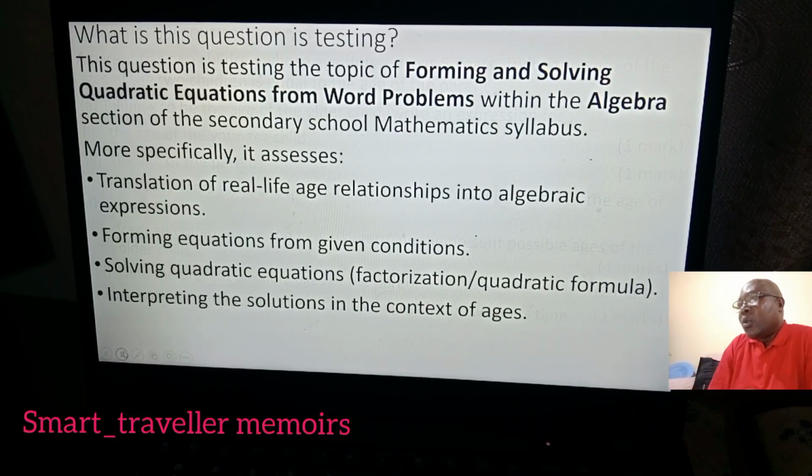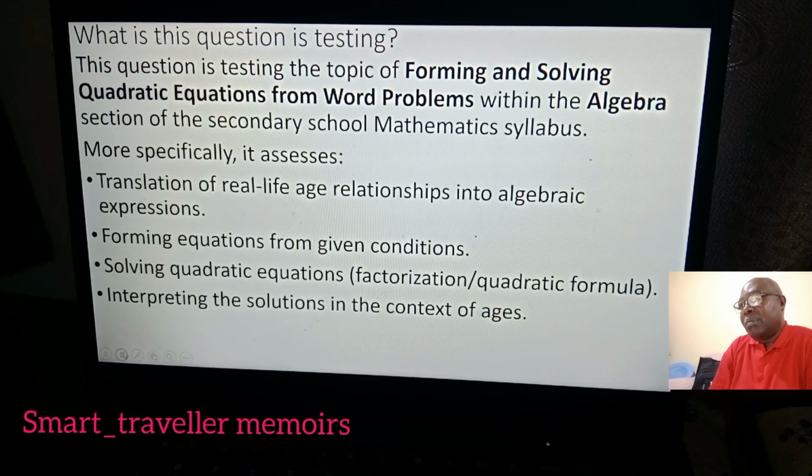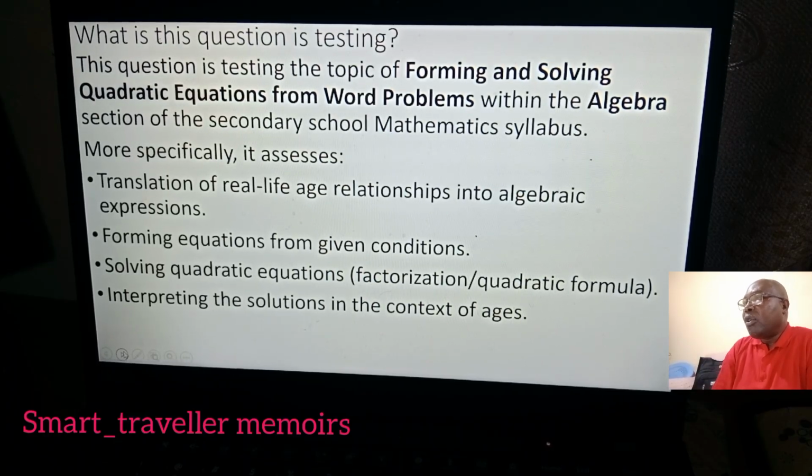What is this question testing? Because that is what you should ask yourself when you are given an essay question in mathematics. The question is testing the topic of forming and solving quadratic equations from word problems within the algebra section of the secondary school mathematics syllabus.